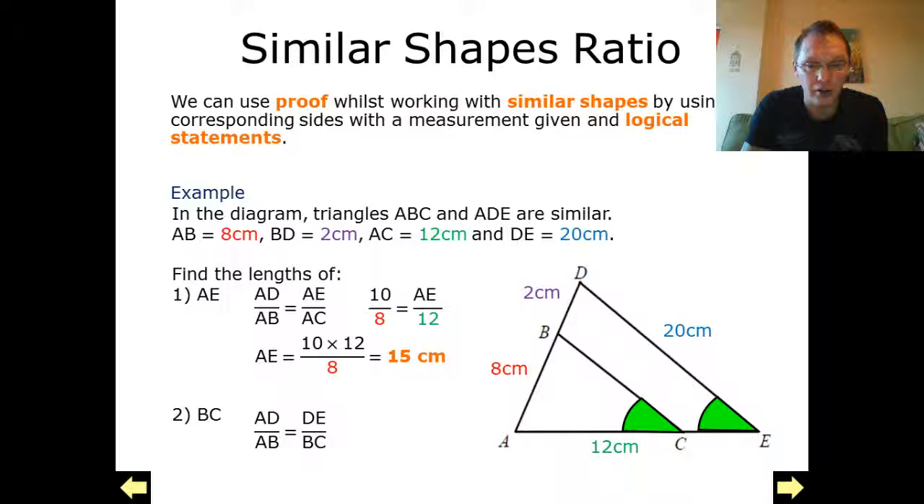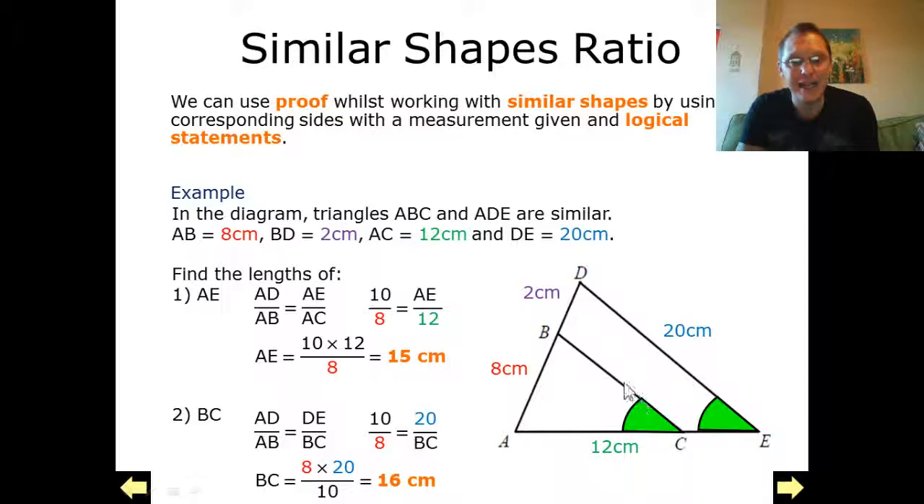I'm going to use the ratio, yet again, of AD over AB. This is natural because I've already calculated this, so it's a nice easy one to use, which is going to equal the ratio between DE over BC. So here I've got 10 over 8 equals 20 over BC. Rearranging this gives me BC equaling 8 multiplied by 20 over 10. Dividing this through gives me a length of 16 centimeters for BC.